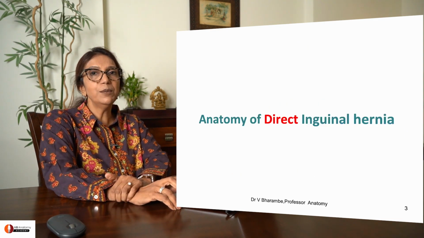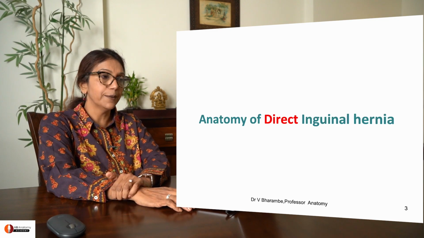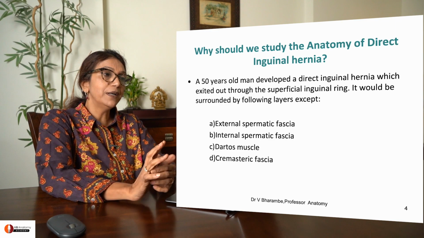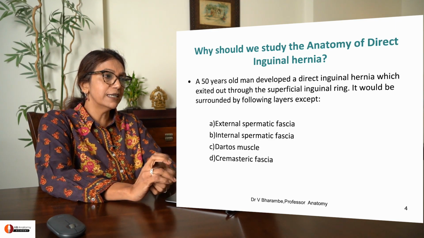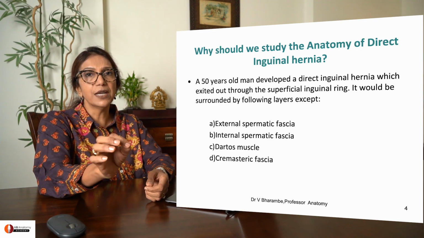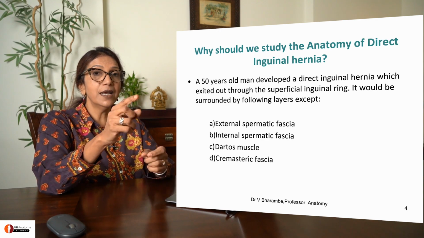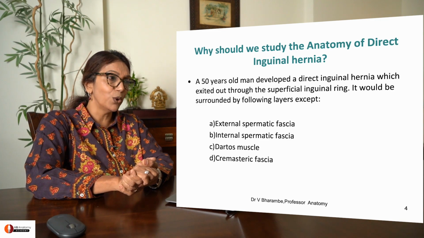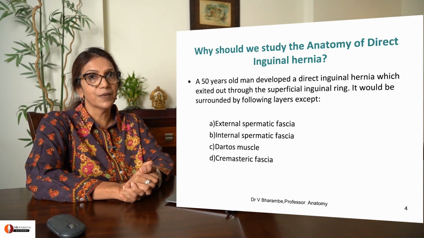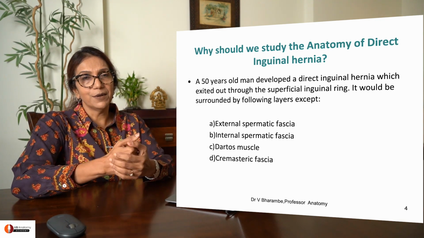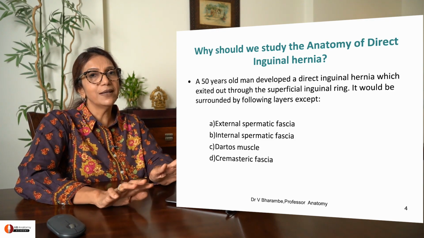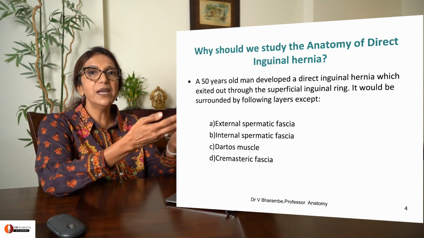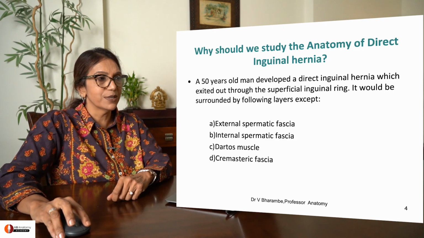So, anatomy of direct inguinal hernia. Question. A 50-year-old man developed a direct inguinal hernia which exited out through superficial inguinal ring. Direct hernia coming out of superficial inguinal ring. It would be surrounded by following layers except. There are layers given. Students, you cannot answer this if you don't know the actual anatomy. There is no fibbing your way through such MCQs.